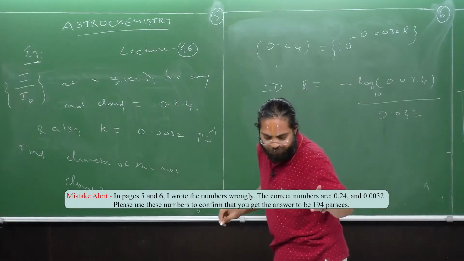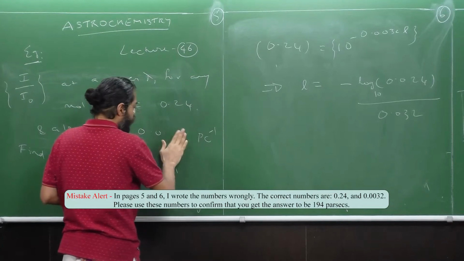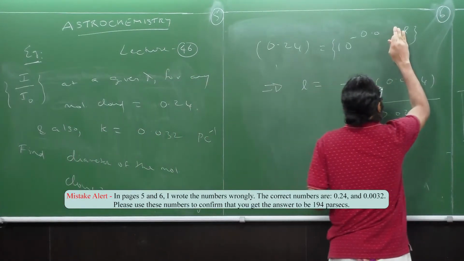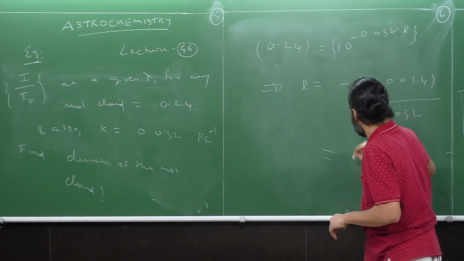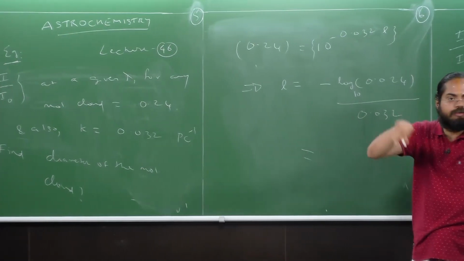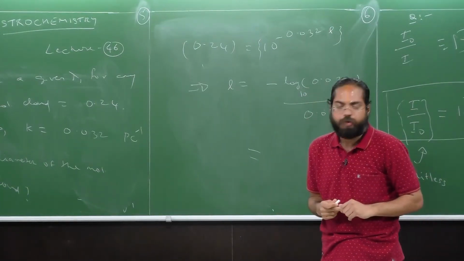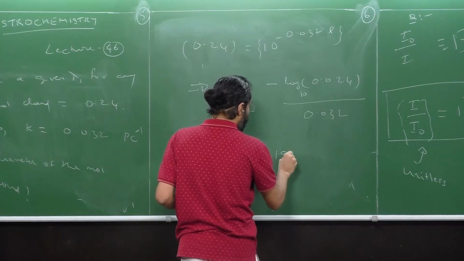I'm sorry, there's a small typo in this number here. This should be 0.032. That's what I've written in the example. Okay, so this should be 0.032. And you can either use a scientific calculator or the Clark's table, like your logarithm chart, to find out that this is going to be approximately 194 parsec.